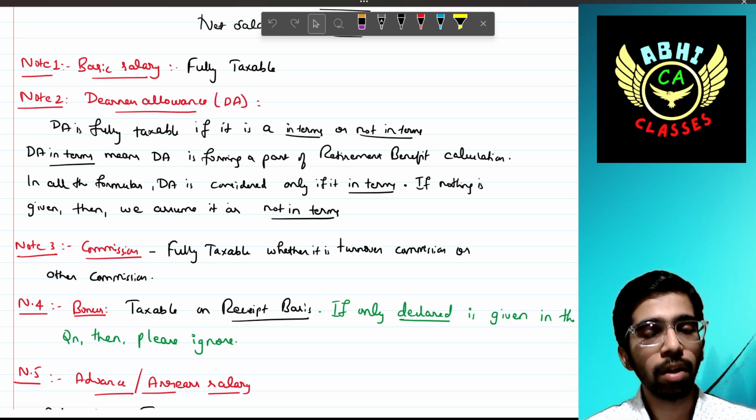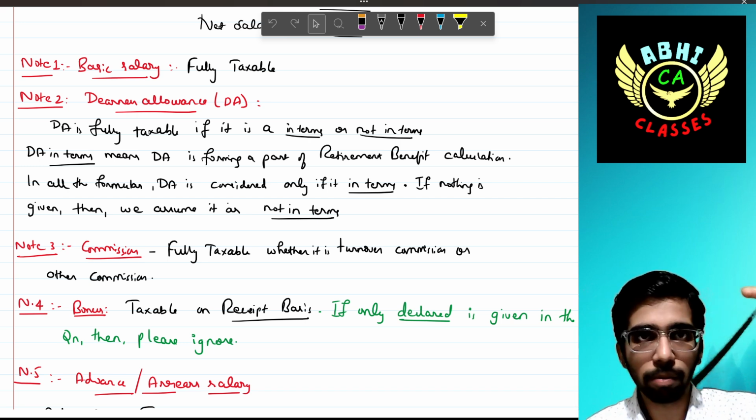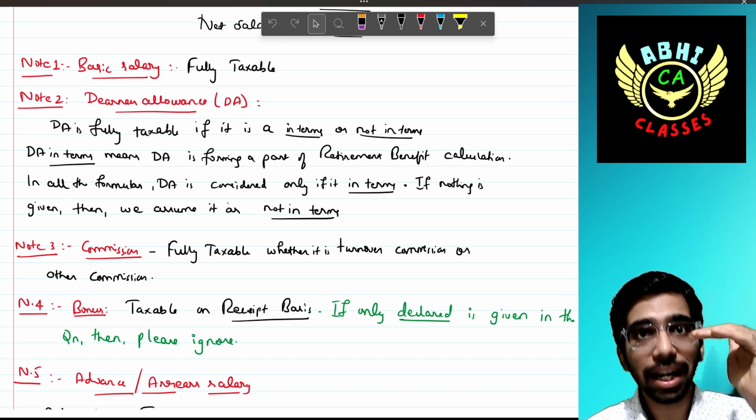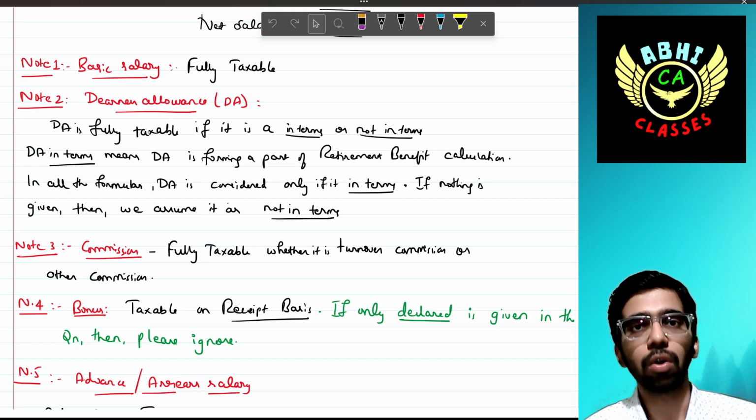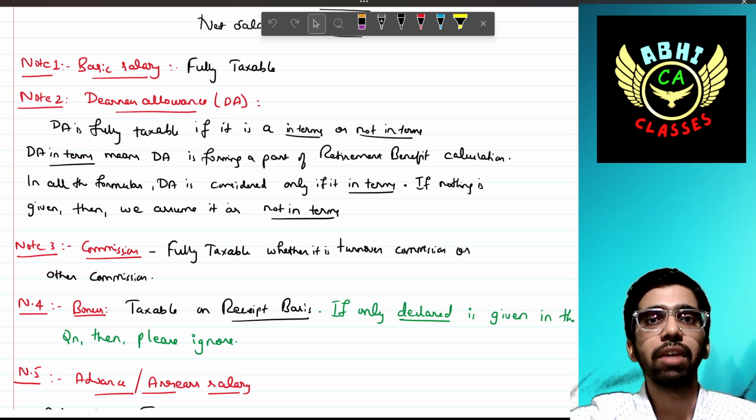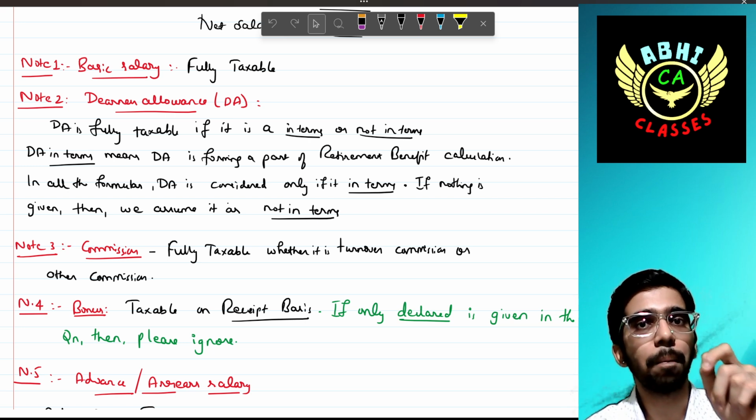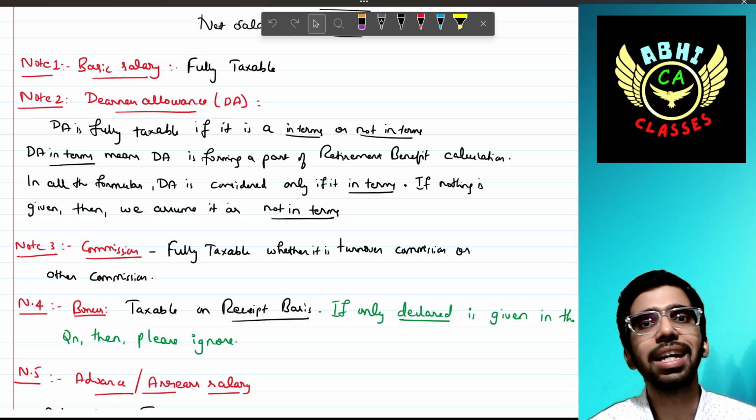But DA should be part of your salary. First basic, next DA. But DA should be taken into consideration for the computation of gratuity only if it is given in the question that it is part of your retirement benefit or DA in terms.